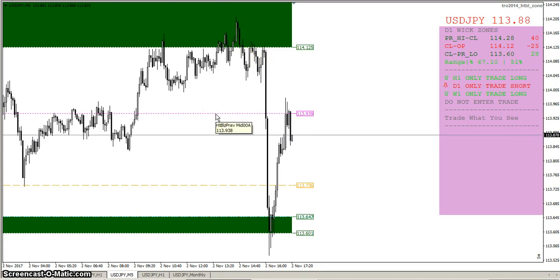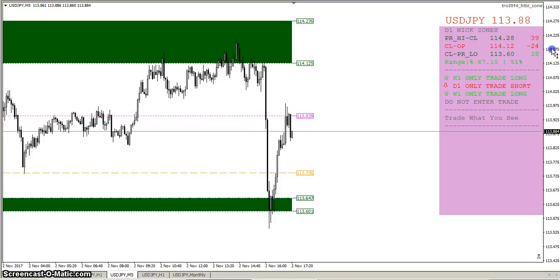Now, what's so significant about the wick zones? Well, I did a frequency distribution indicator, and I ran the stats, and they revealed the fact that price doesn't like to stay in wick zones. It just doesn't. About 70% of the time or better, if it enters the zone, it's going to exit the zone. It just doesn't like to stay in the wick zones.